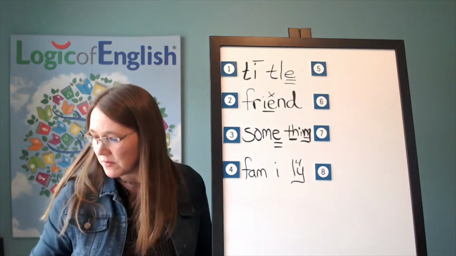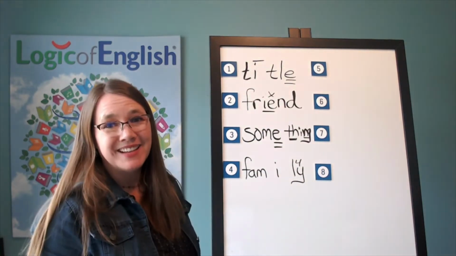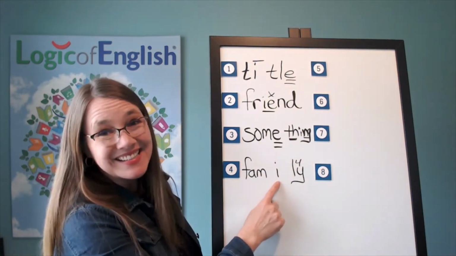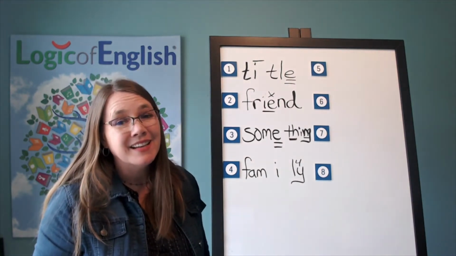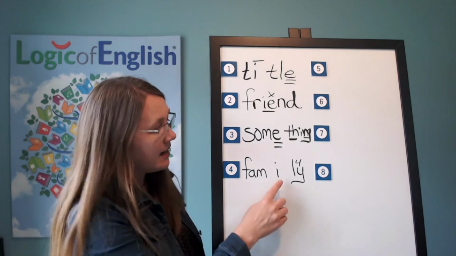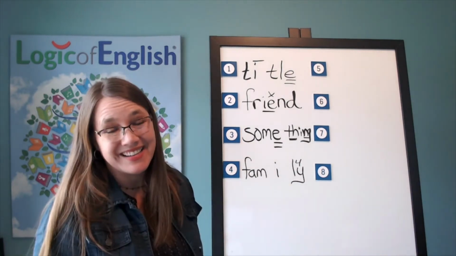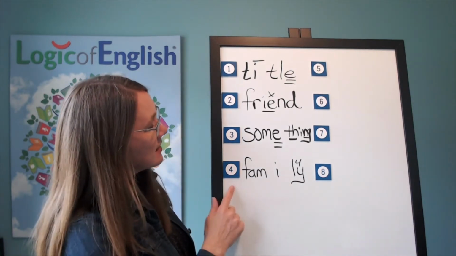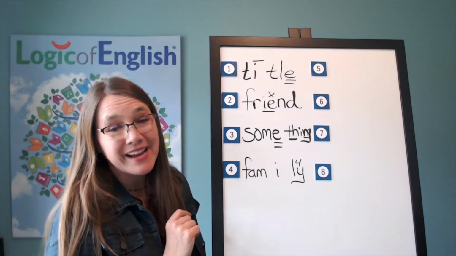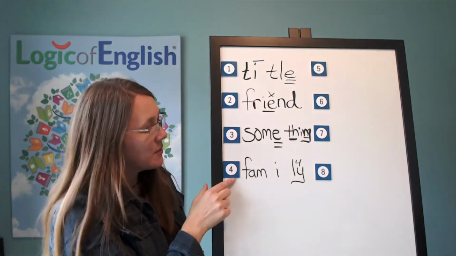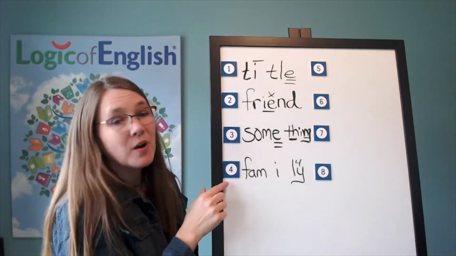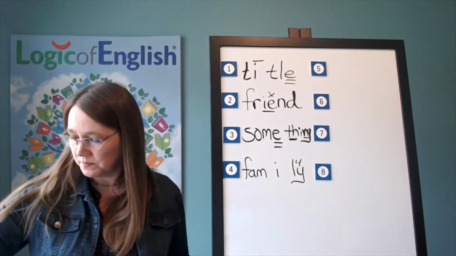What do you notice about this i in family? You're right, it's at the end of the syllable, and yet it's saying its short sound. Why is that? I and y may say i or i at the end of a syllable. Do you see the other word in this list where i is saying its long sound? There it is. You're right. So we need to remember that i and y follow a different rule.